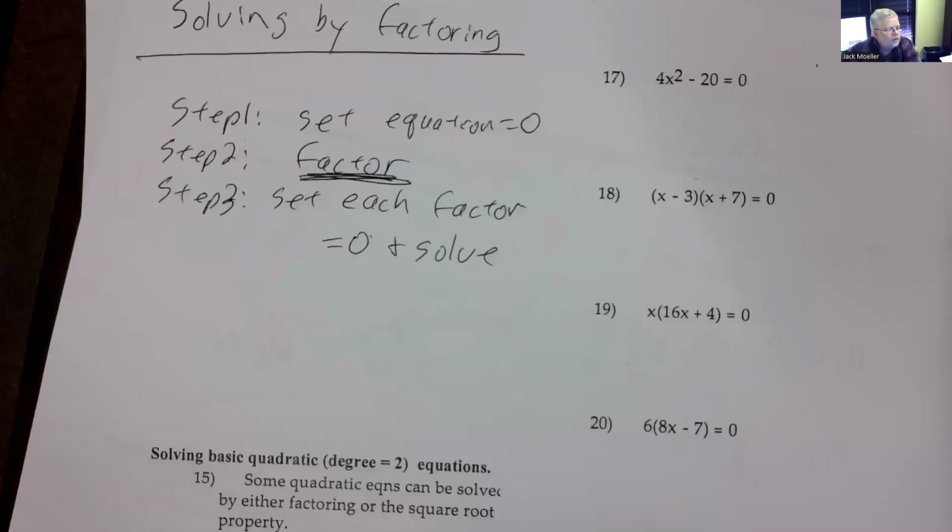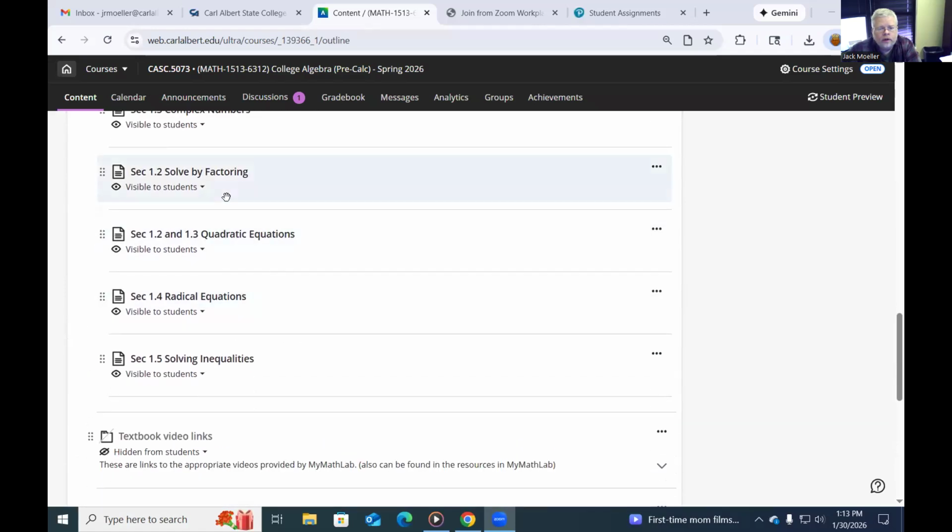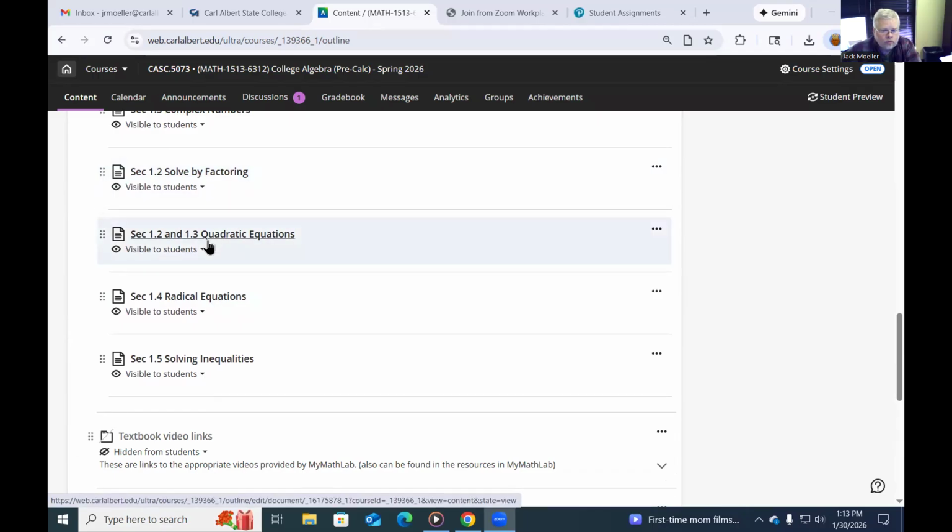All right, so if you're following along with the printouts for today's lecture, we're going to start with a one-page 'solved by factoring' sheet, and then the 1.2 and 1.3 files on the quadratic equations: the square root property and the quadratic formula. So we'll be using both of these files today. Which one do I want to start with?